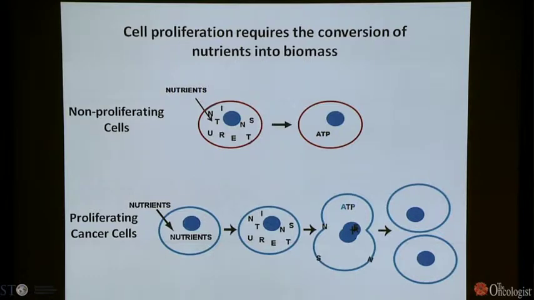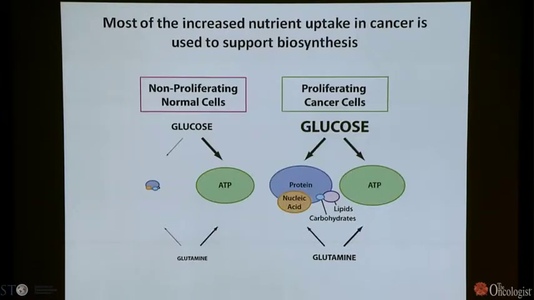And our work has largely focused on the hypothesis that what's going on with this altered metabolism in cancer cells, which is seen in many proliferating cells, has more to do with how cells solve this problem. That is, not how do they make ATP, but rather how do they make biomass while at the same time generating enough ATP to survive as cells.